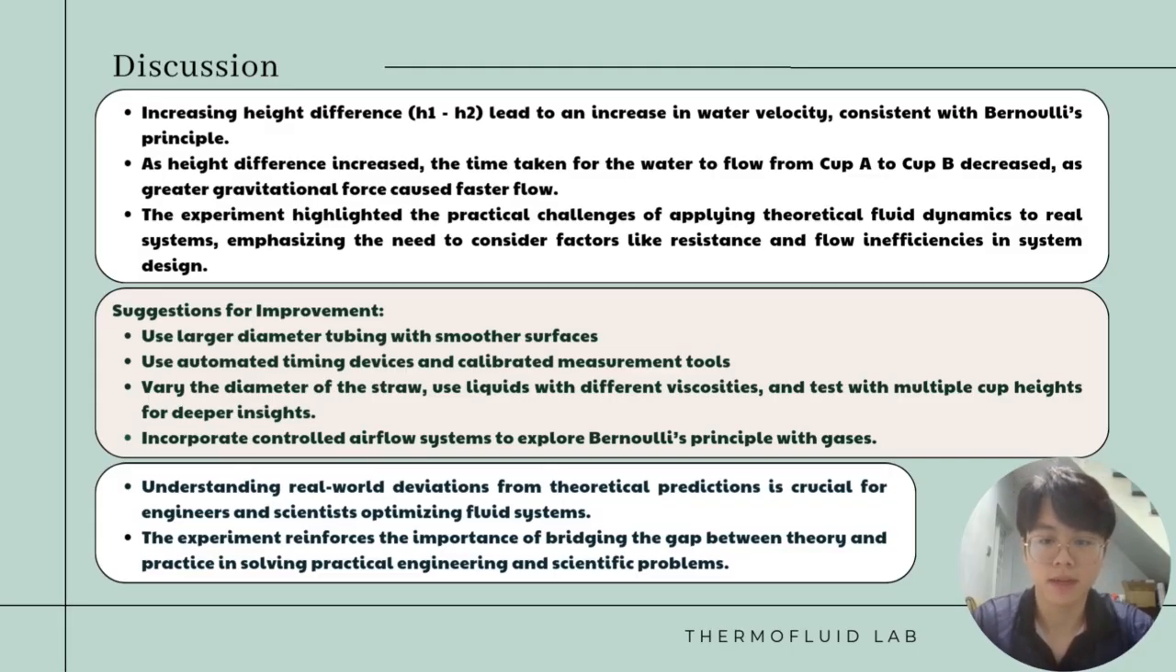So for the suggestions for improvement, we can use a larger diameter tube with a smoother surface, or use an automatic timing device and calibrate the measurement tools. Next, we also can vary the diameter of the straw, use liquids with different viscosity, and test with multiple cup heights and depths. Or we can incorporate a controlled airflow system to explore Bernoulli's principle with gases. Understanding the real-world deviation from theoretical prediction is crucial for engineers and scientists optimizing fluid systems. The experiment reinforced the importance of bridging the gap between theory and practice in solving practical engineering and scientific problems.